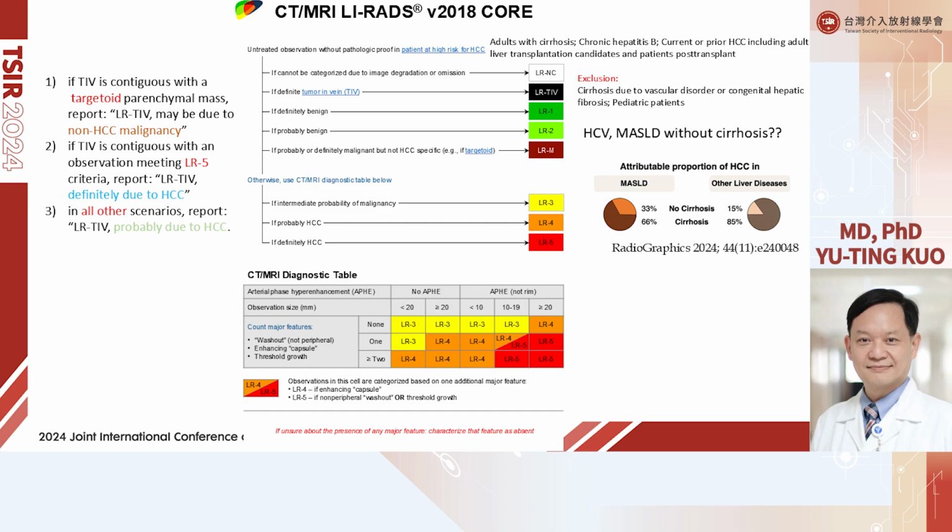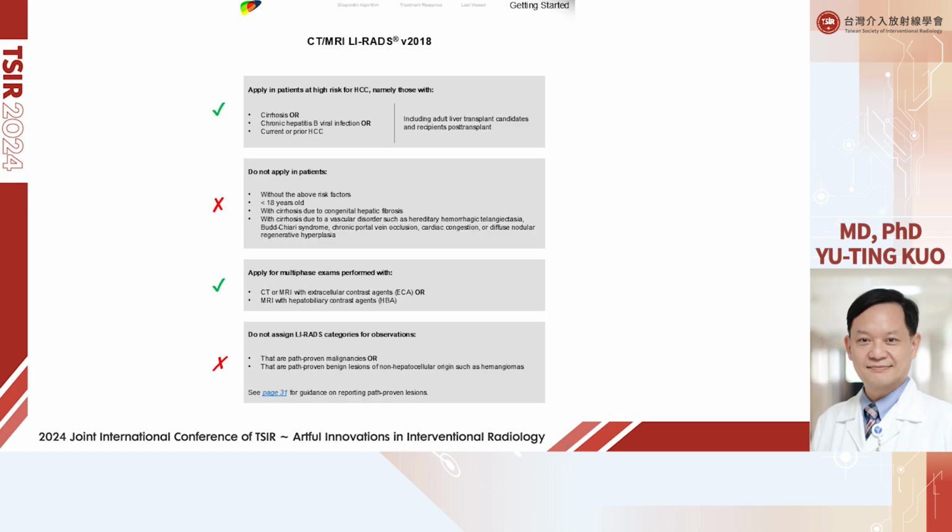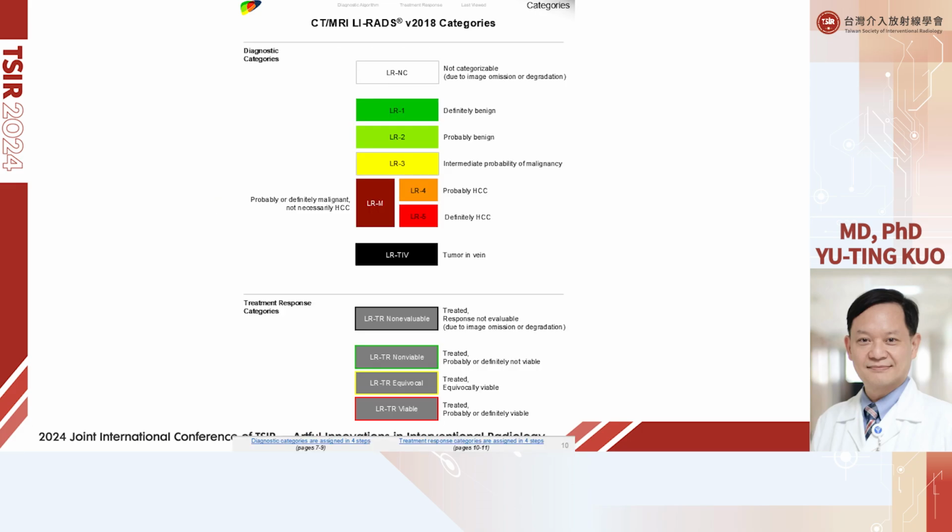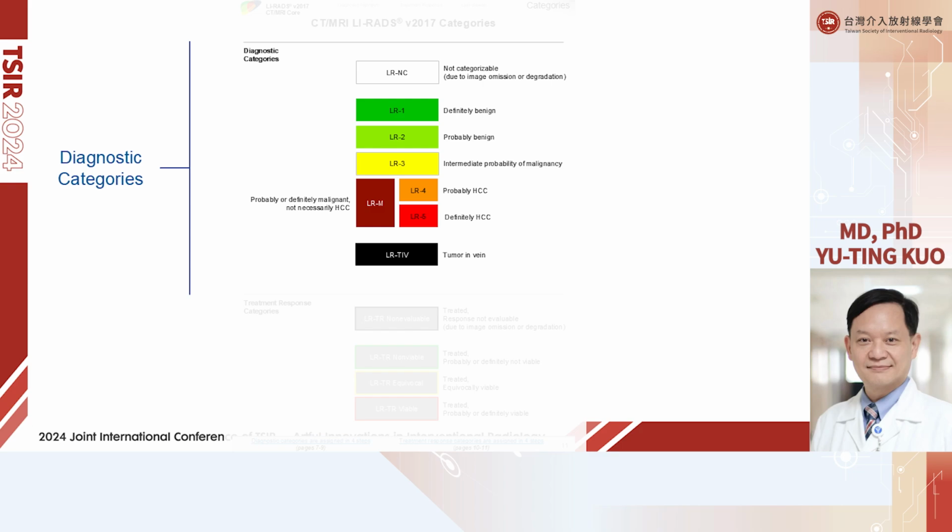So the high-risk patient group should be cirrhosis, chronic hepatitis B, or HCC, or transplantation. This is the inclusion criteria: only cirrhosis, hepatitis B, or prior HCC, or liver transplant. Patients without the inclusion criteria, such as hepatitis C or fatty liver disease, should not have LI-RADS applied. So this is the core, and we have the diagnostic category here and also treatment response here using CT or MRI.